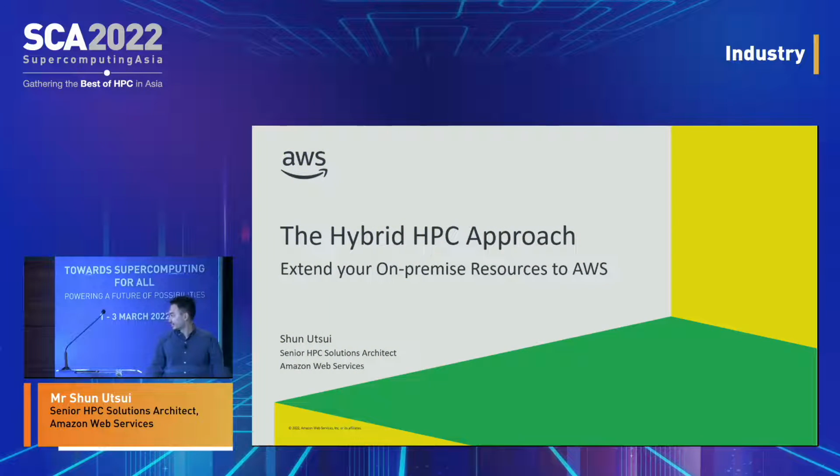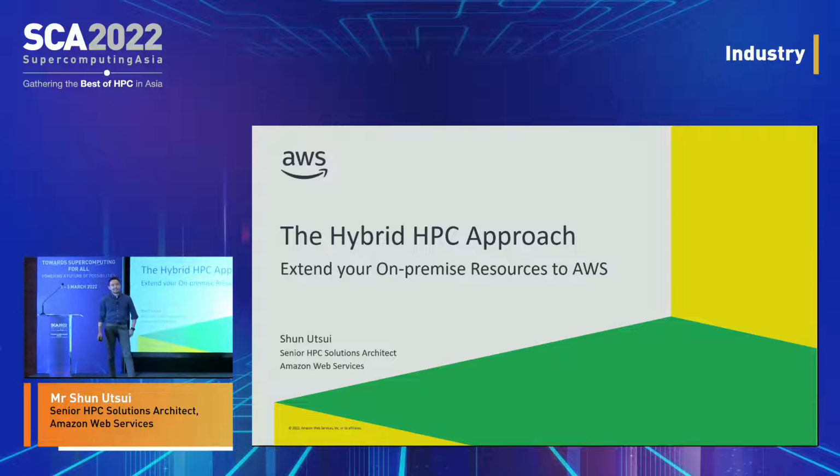Thank you, Yurine. Hope you can hear me. Yeah, okay. All right, so hi, my name is Shun Utsui. I'm a Senior HPC Solutions Architect at AWS. I've been with AWS for about 8 months now, but I came from a very traditional, on-premise HPC background. I've been in the HPC market for about 13 years, but most of the work I've done is on-premise. But I'm a very strong believer in the potential of cloud, and that's why I came to AWS.